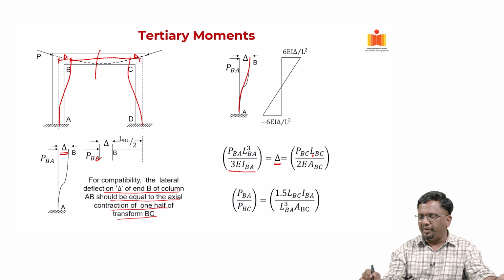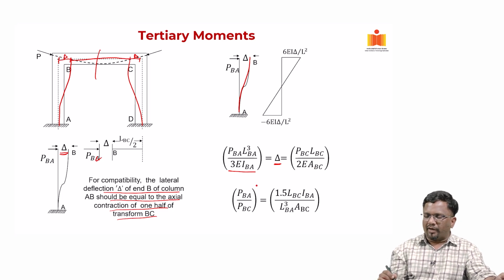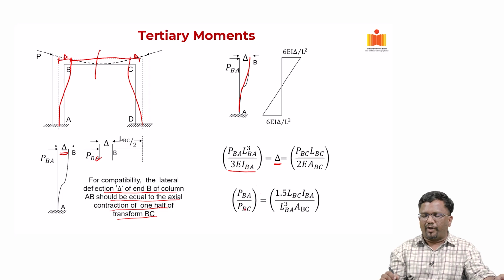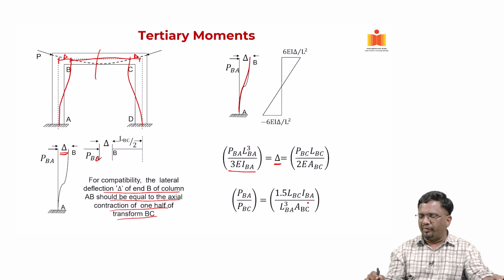So, it will become PBC into LBC by 2E ABC. So, I can find the relative load taken by the axial member BC and the column member, which is BA. If you do that, you can come up with a simple expression, because the delta has to be the same, and you can find the relative stiffnesses in this way, which is 1.5 LBC into IBA by L cube BA times area, which is ABC.